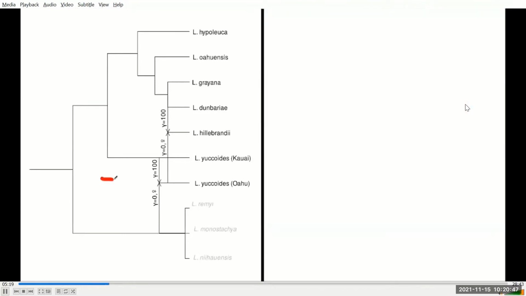Let me get off the screen so I can describe what's being shown here. Here we have two hybrid nodes. The first of them is Lobelia eucoides from Oahu, which I hypothesized to be a hybrid between the Kauai accession of eucoides and this other clade, which includes Lobelia nihoensis.